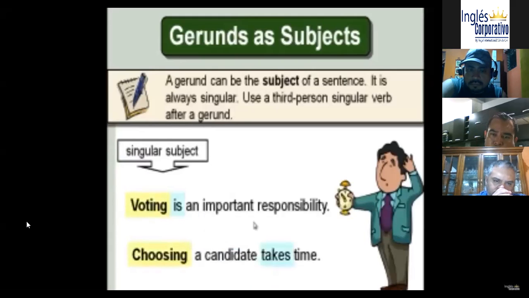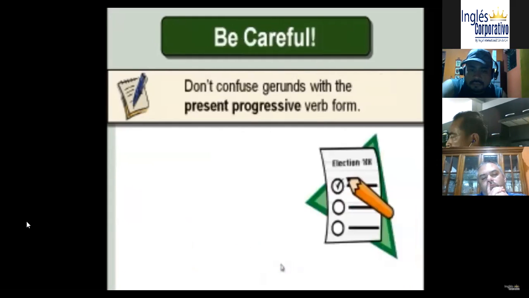And as you can see, those are subjects of sentences. And the idea here is that this is going to be singular. So we're always going to have a singular verb. Like in this case, voting is an important responsibility. We could say voting was or voting will be. But the idea is that it's going to be singular. And then the other example, choosing a candidate takes time. Again, choosing becomes the subject of our sentence, and so it becomes a thing, not necessarily a verb. And then, of course, we need to follow that grammatical rule that we need to add S to that verb.